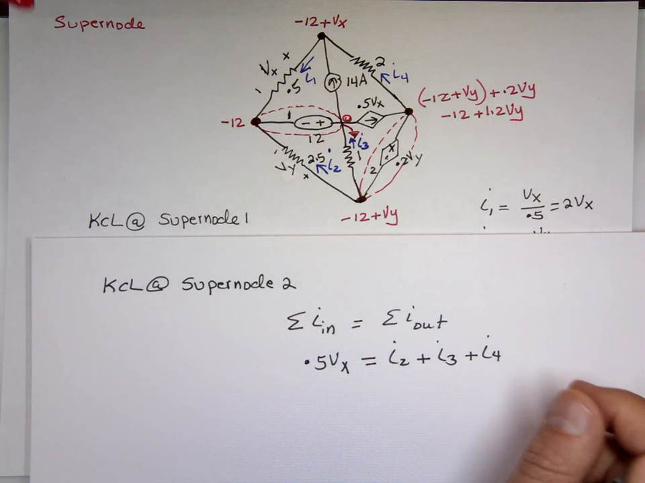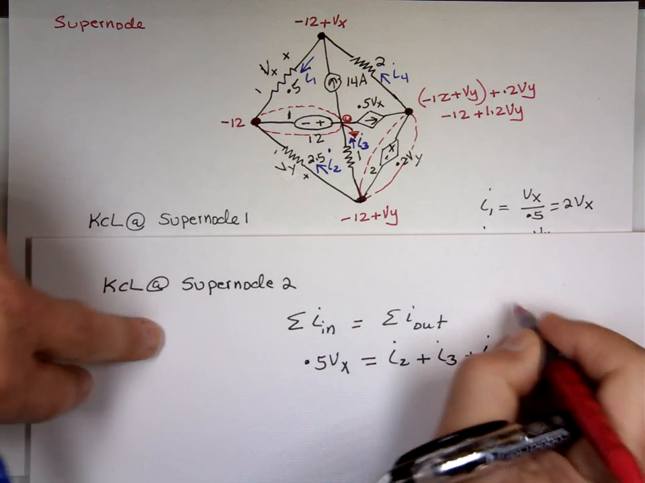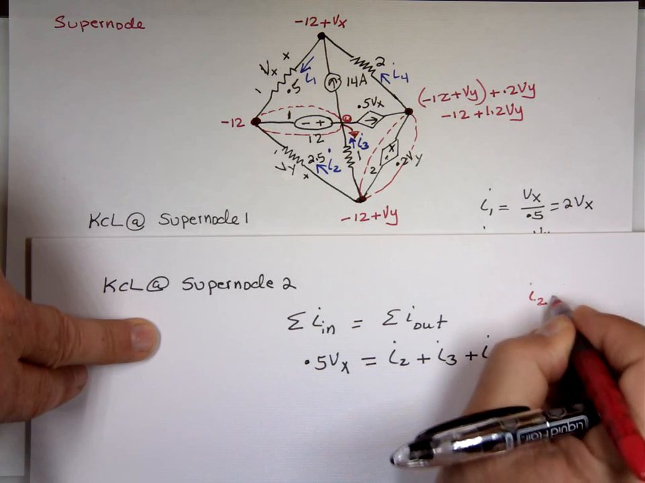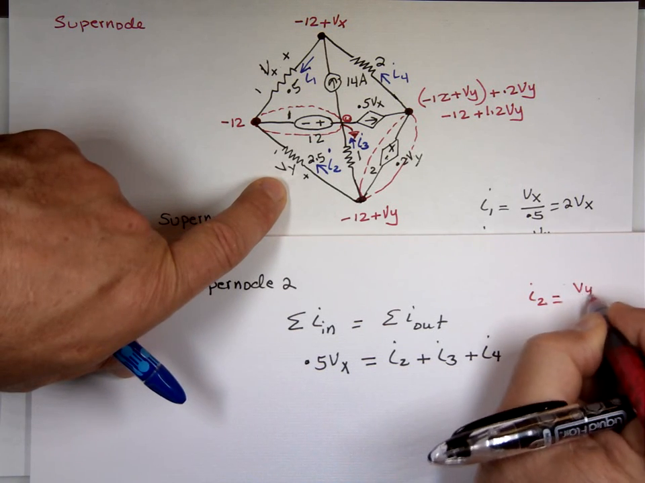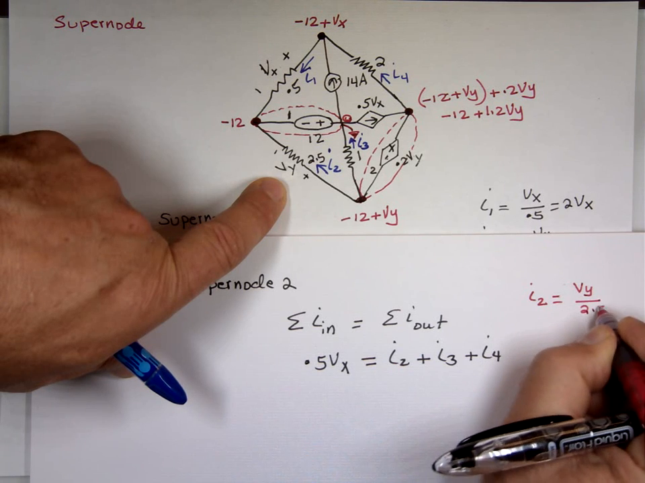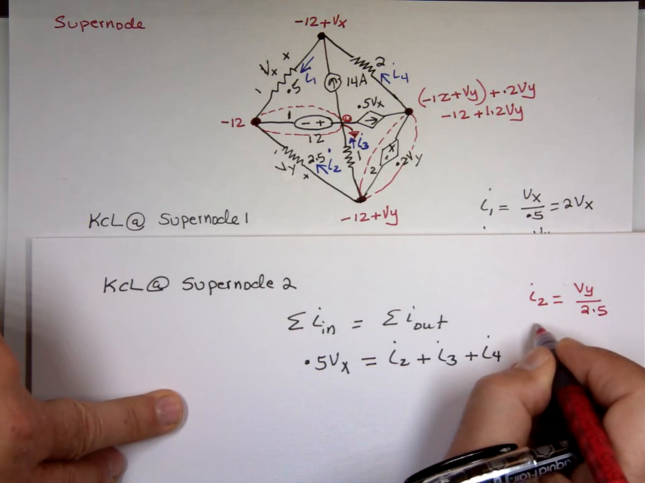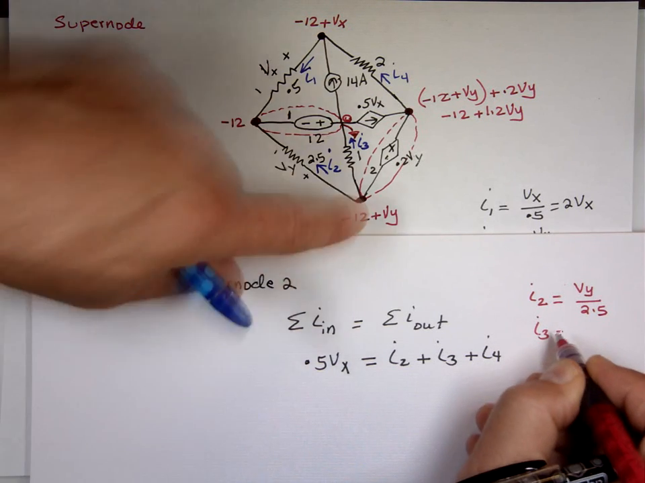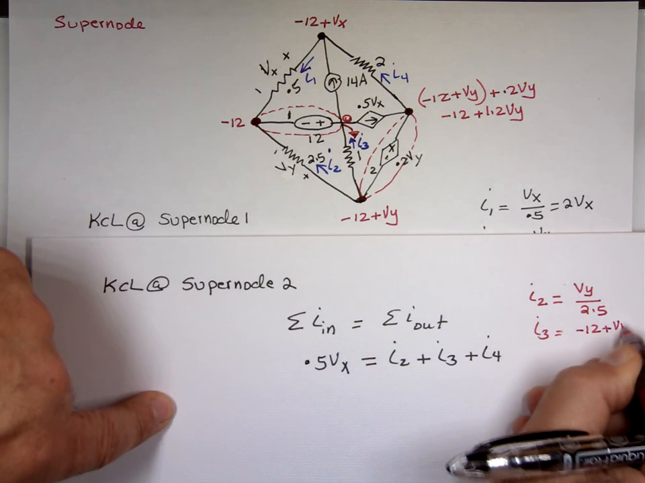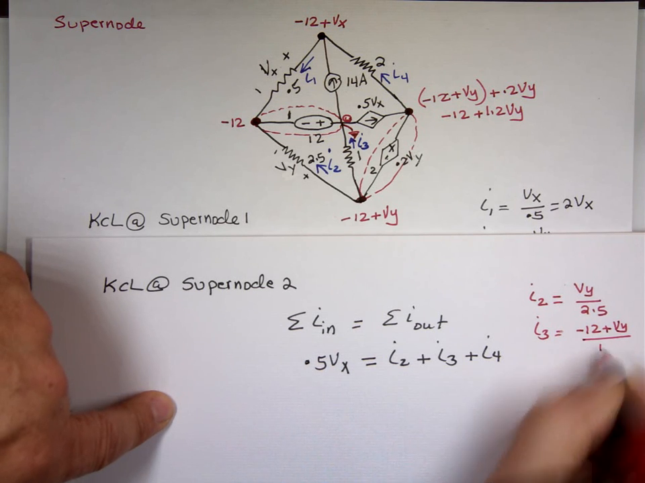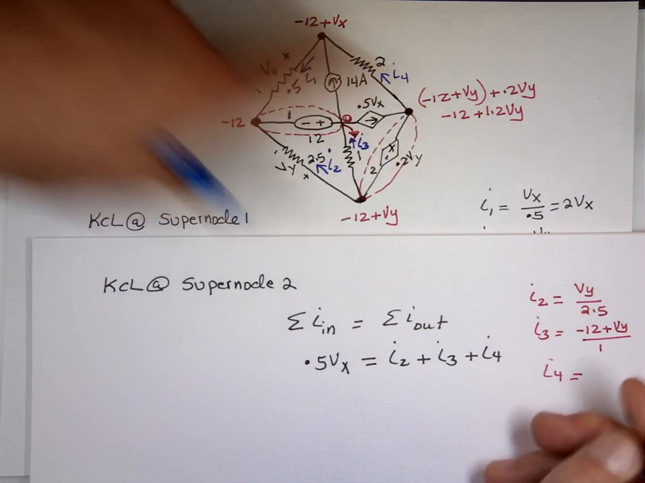Okay, let's go through it and see. Quickly, I sub 2, we wrote that early. That's this one, that's Vy over 2.5. It's this minus that, over 2.5. I sub 3, we did that early too. It's this voltage minus nothing, over 1. And what's I sub 4? It's this voltage minus that.